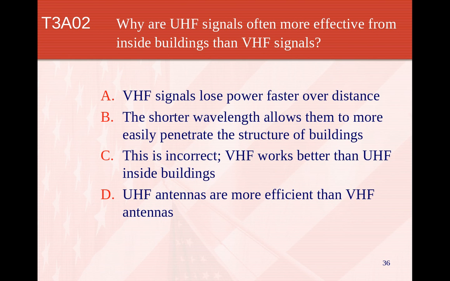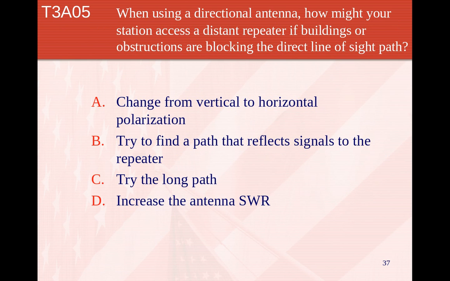Why are UHF signals more often effective from inside a building than VHF? The shorter wavelength allows them to easily penetrate the structure of buildings. When using a directional antenna, how might your station access a distant repeater if buildings or obstructions are blocking the direct line of sight? You want to try to find a path that reflects signals into the repeater.